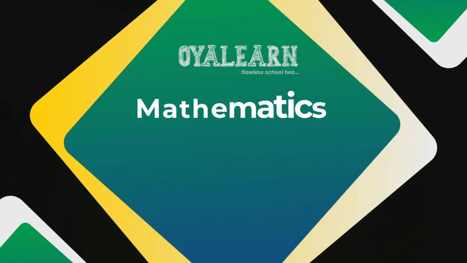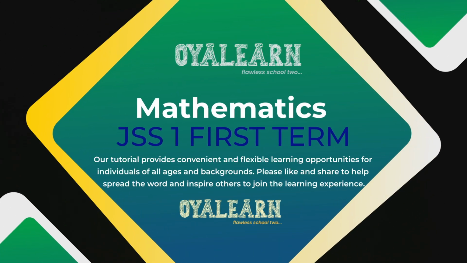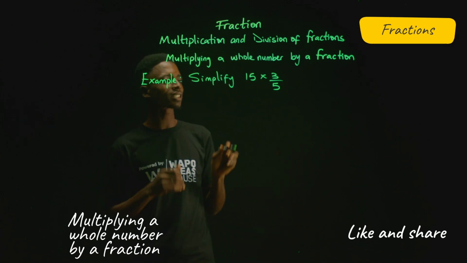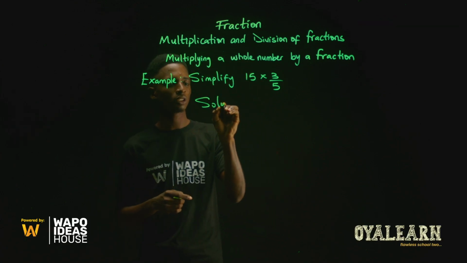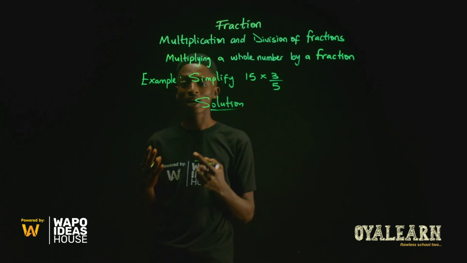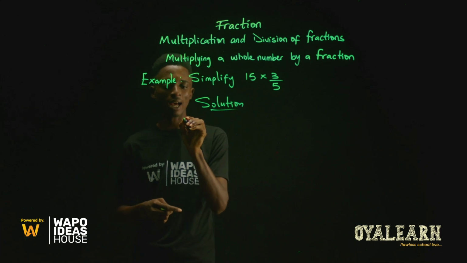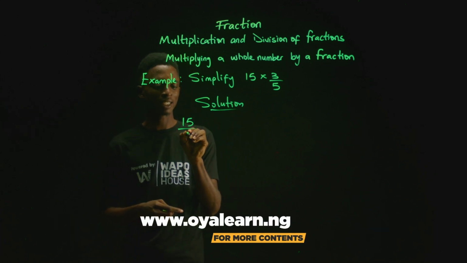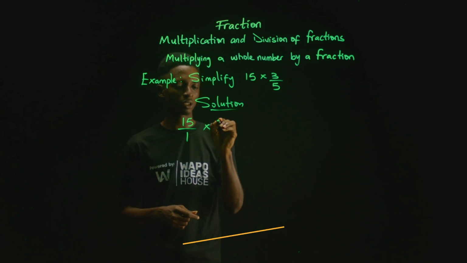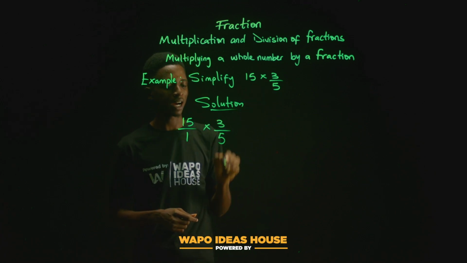Now let's simplify 15 multiplied by 3 over 5. Now remember that the first thing you want to do in your solution is to first write the whole number as a fraction. So that is, we would have 15 divided by 1. And then we multiply that by the fraction, that is 3 over 5.